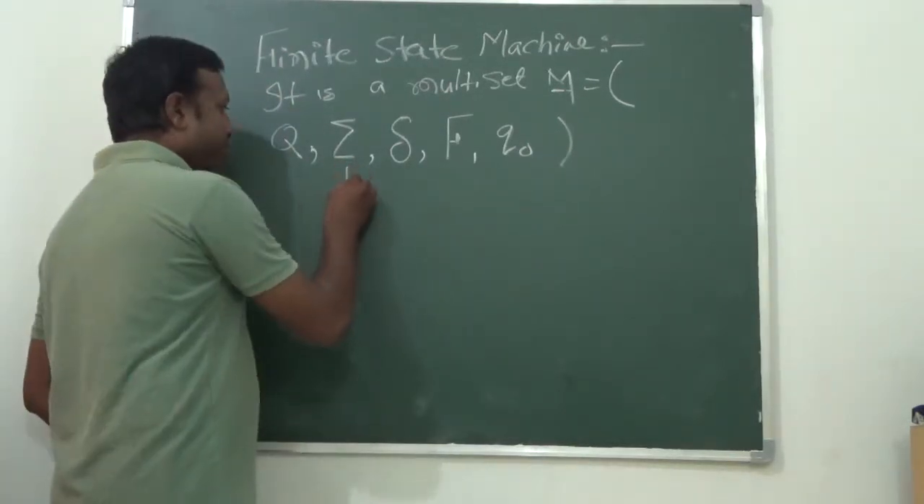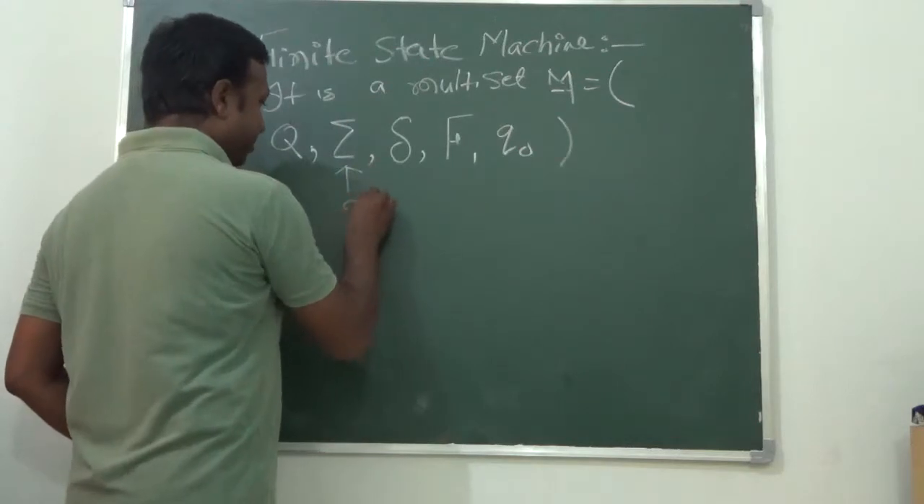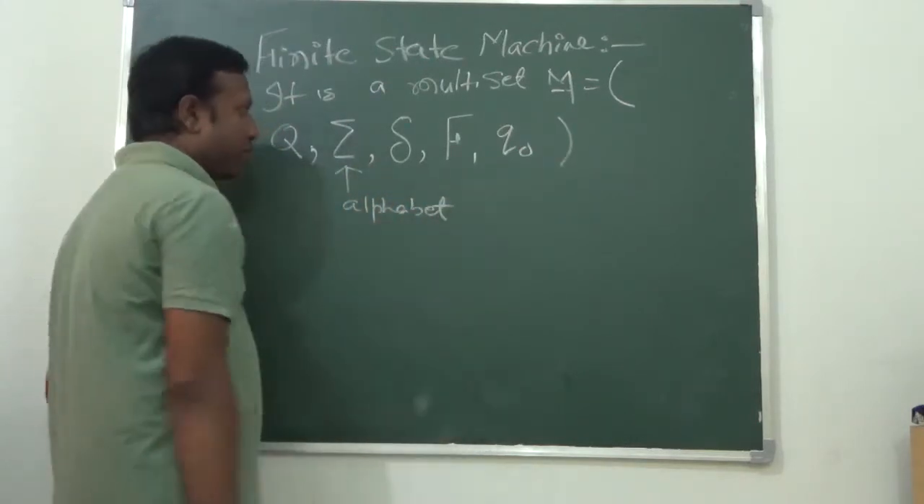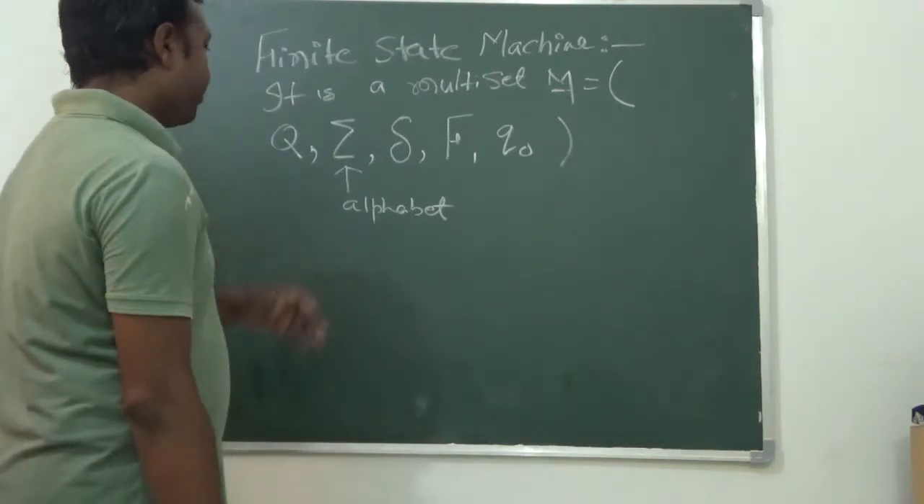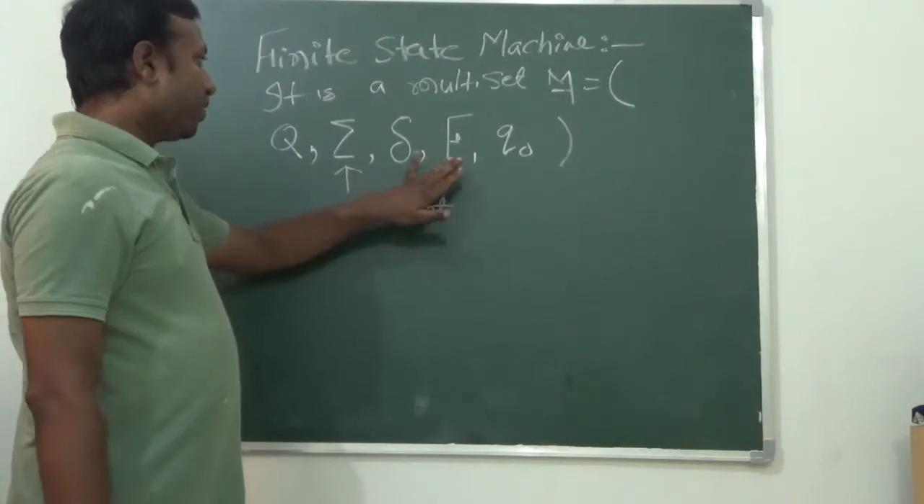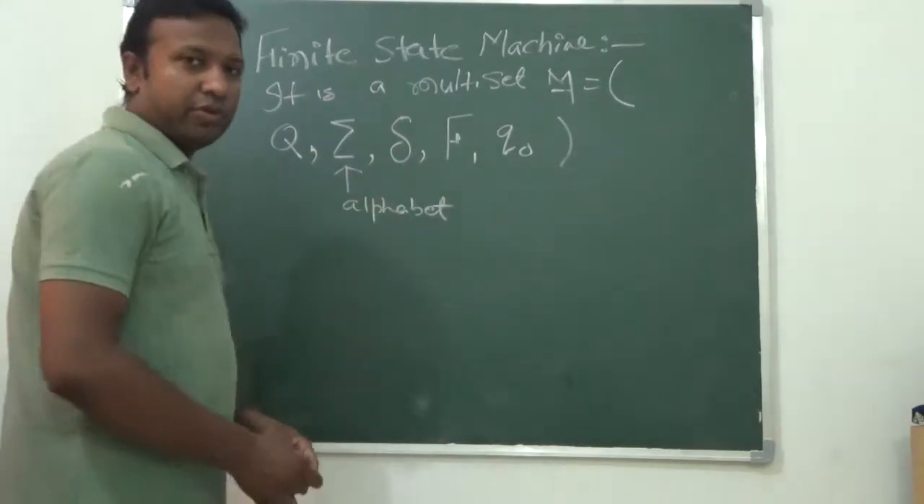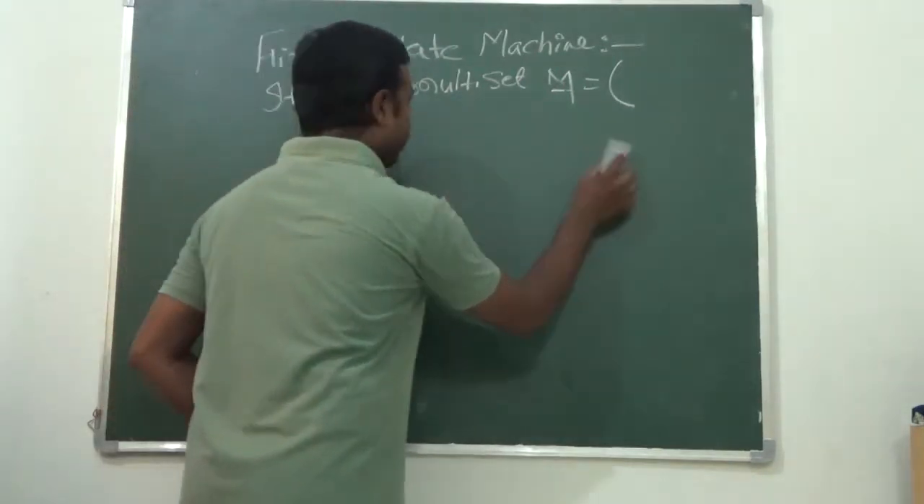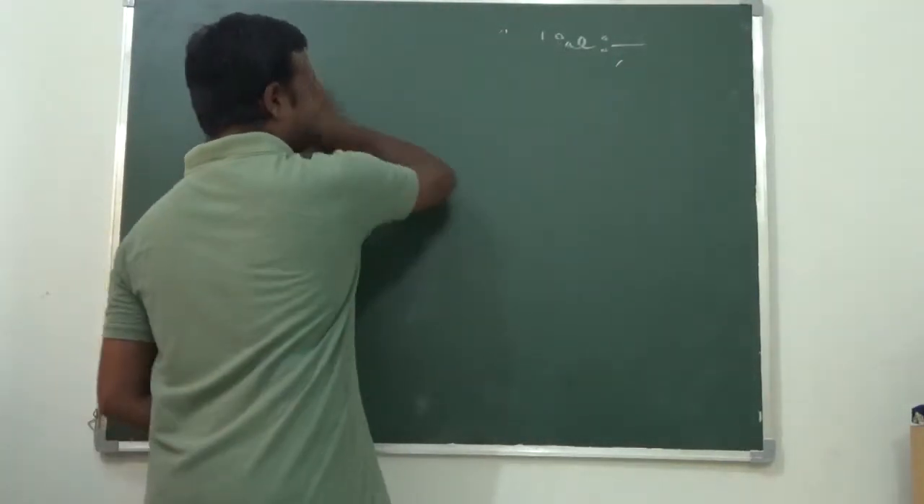Sigma we already know is an alphabet. So the rest of the things we are not aware of. What is this Q? What is this del? What is F? And what is Q0? So that we are going to discuss. So let's discuss it.